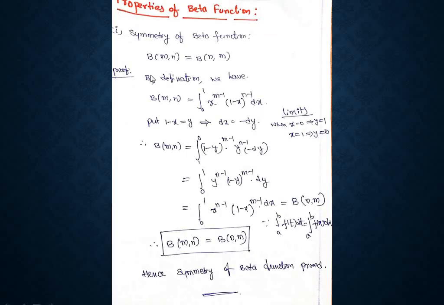Now we'll see the first property, symmetry of the beta function. Just now we saw it in the last slide. You can prove this symmetry property in the easiest manner by simply using the definition of the beta function.